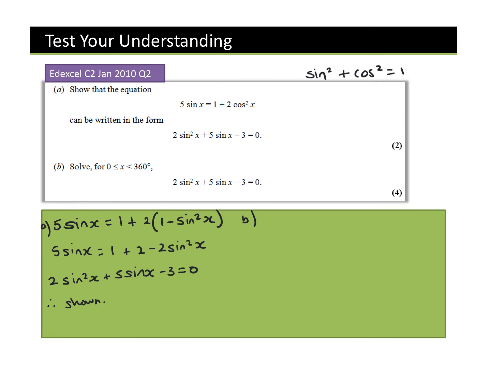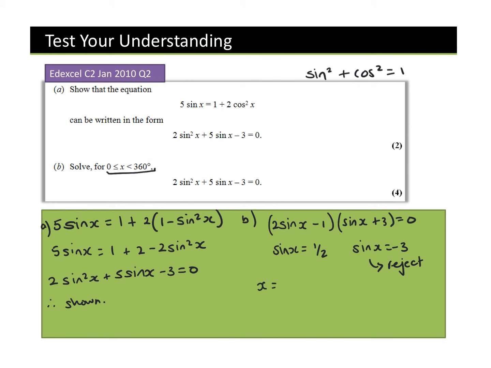Part B, it says solve for the interval between 0 is less than or equal to x is less than 360. So I'm going to factorise this. So we're going to have 2 sine x minus 1 and sine x plus 3 equals 0. So sine of x equals a half. Sine of x equals negative 3. We're going to reject this because we know our maximum or minimum value of sine x is plus or minus 1. Sine of x equals a half.